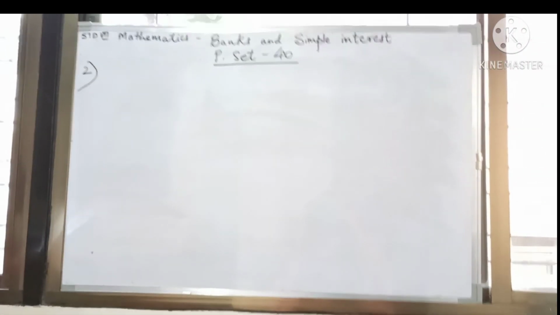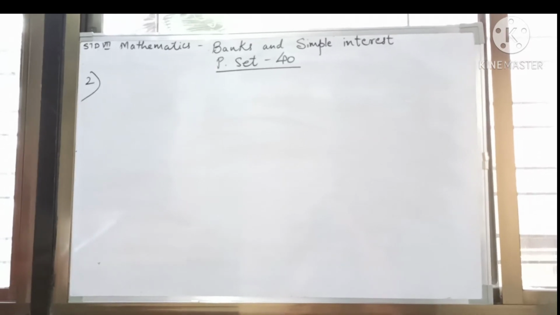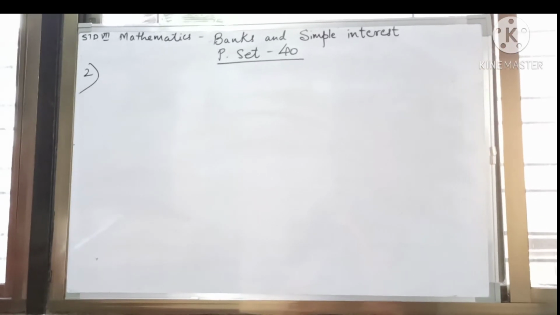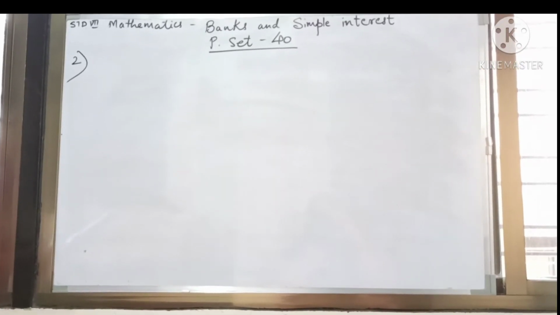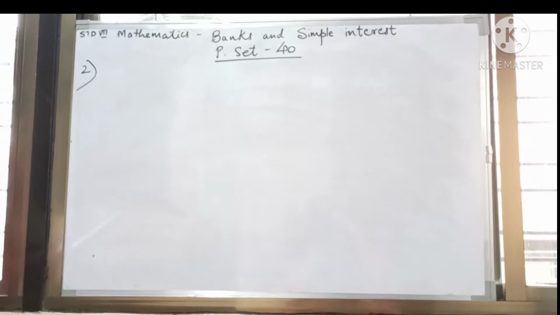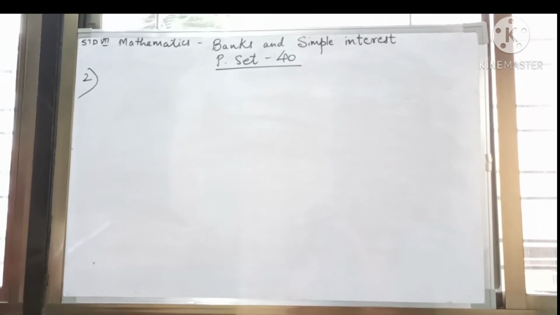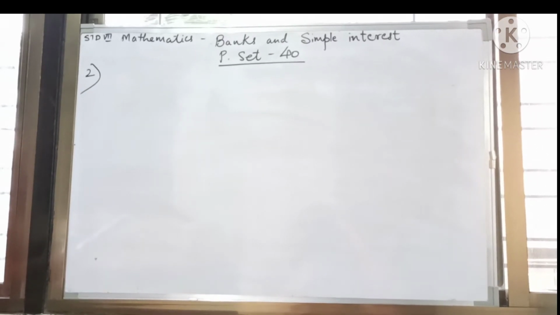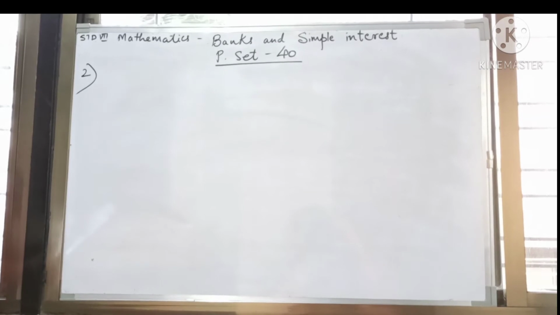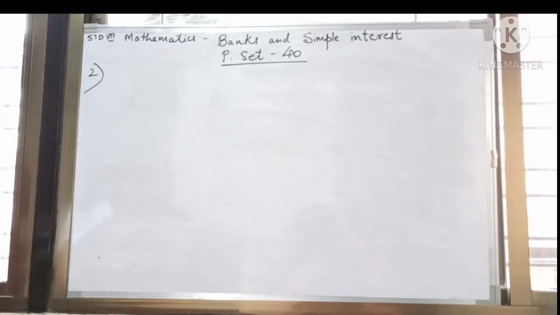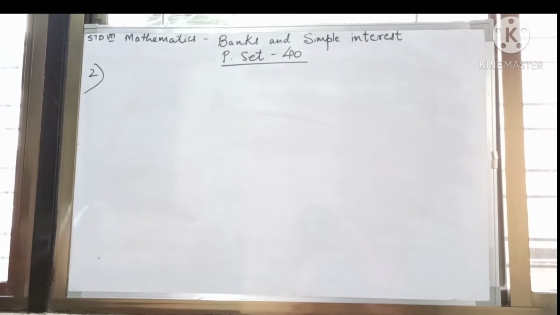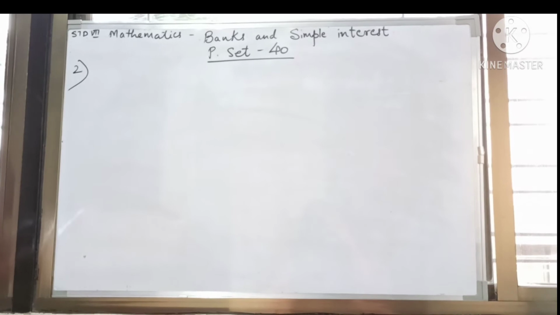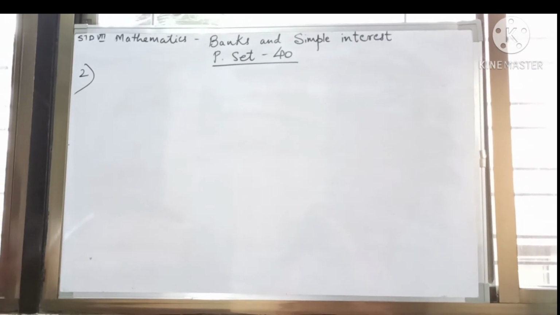The next sum. Jethalal took a housing loan of 2,50,000 rupees from the bank at 10% per annum for 5 years. What is the yearly interest he must pay and the total amount he returns to the bank? He has taken a loan from the bank, so the bank will charge him the interest. First they have asked you yearly interest, means interest for 1 year. And then he has to return the amount to the bank at the end of 5 years. So that amount you have to find out.